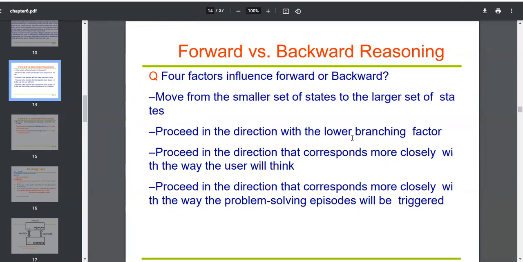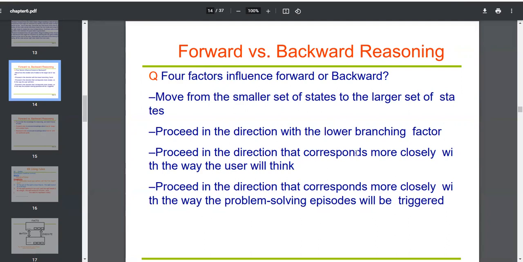Proceed in the direction with the lower branching factor. If from root to leaf nodes the branching factor is lower, then you should go with forward reasoning. But if from leaf nodes to root the branching factor is lesser, then you should go with backward reasoning.